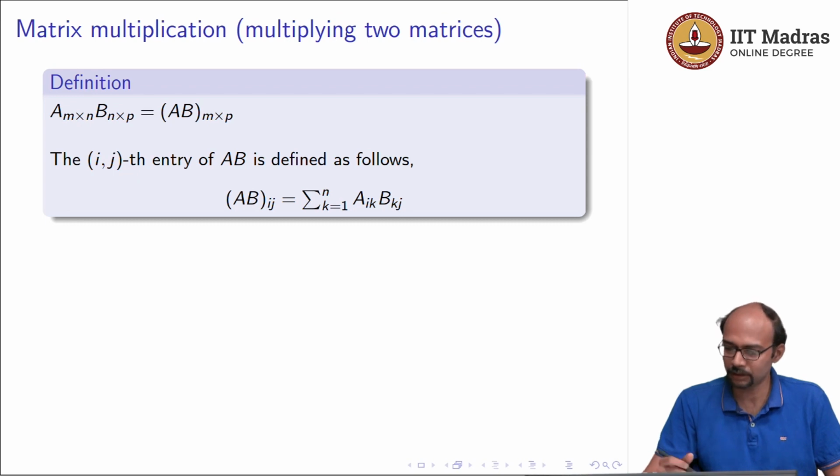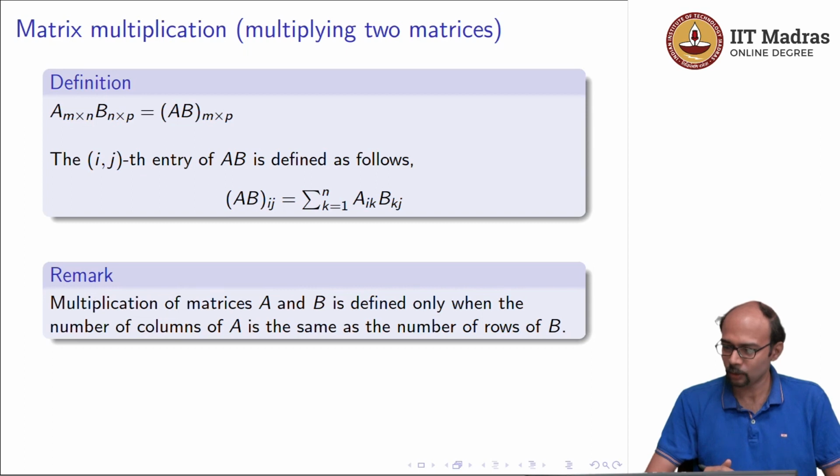Okay, so abstractly this is summation k is 1 through n a_ik times b_kj. If you find this formula cumbersome, go back to the examples, you will see it exactly matches what we have done. Now, an important remark which I want to reiterate: the multiplication of matrices A and B is defined only when the number of columns of A is the same as the number of rows of B. Very important. Otherwise we don't define multiplication of matrices.